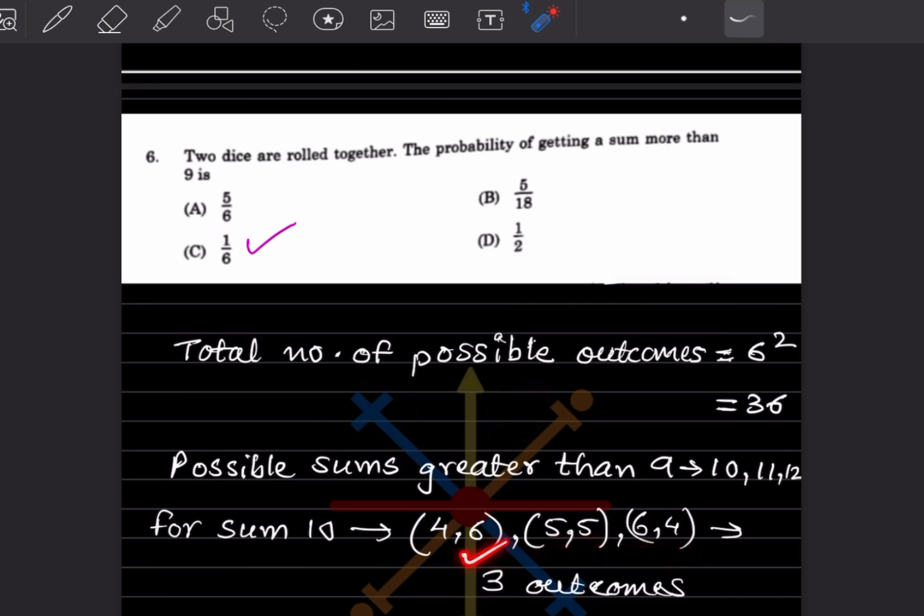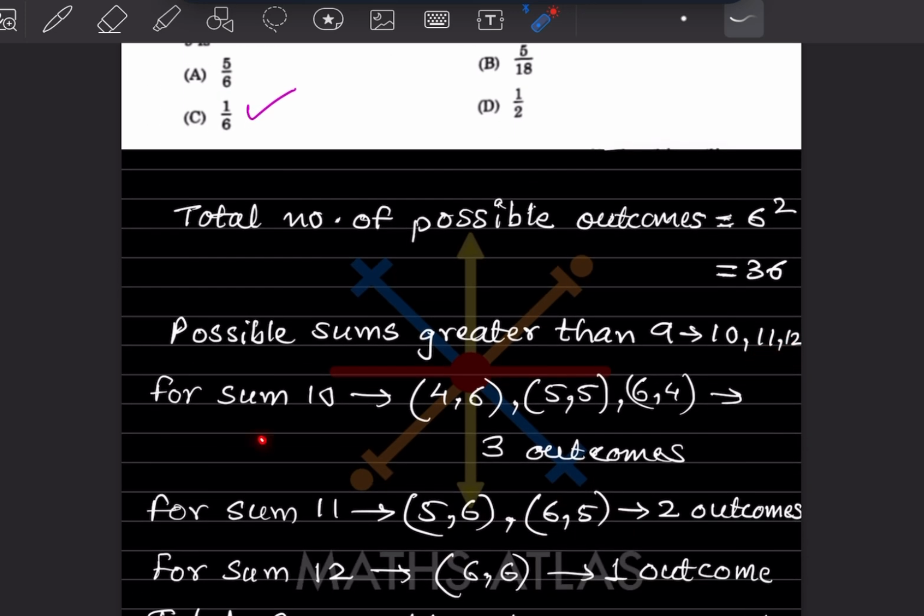So sum means you are going to add these, and when you add, you get 10. So these are the only possibilities, the 3 outcomes. Now we will see for 11. For sum 11, if one die is 5, the other should be 6. And if one die is 6, the other should be 5. So these are the only 2 possibilities, so 2 outcomes.